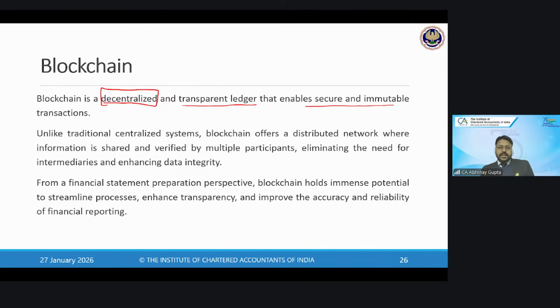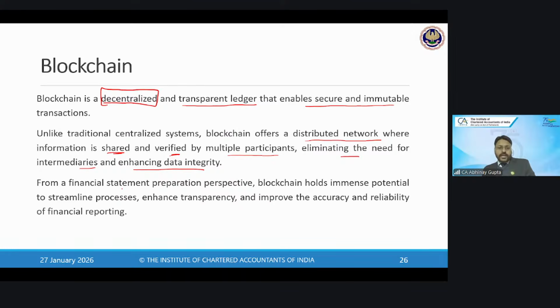Unlike traditional centralized systems, blockchains offer a distributed network where information is shared and verified by multiple participants, eliminating the need for intermediaries and enhancing data integrity. Right? So now we are no more dependent on one person, one organization, one location, one thing to verify a particular data, because it is readily available on a real time basis with all the participants who are part of this, and they can verify it themselves.